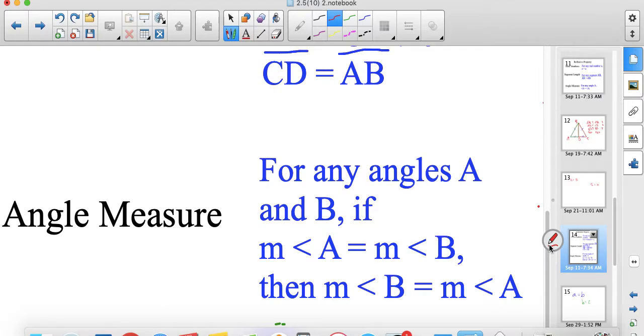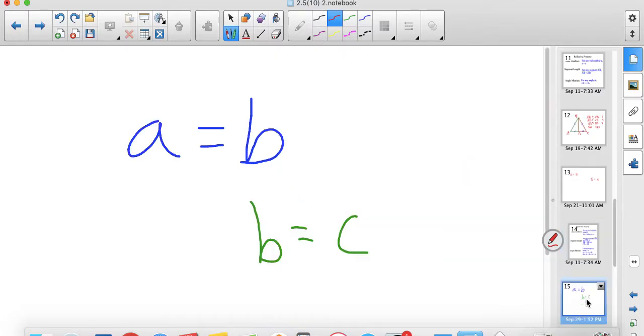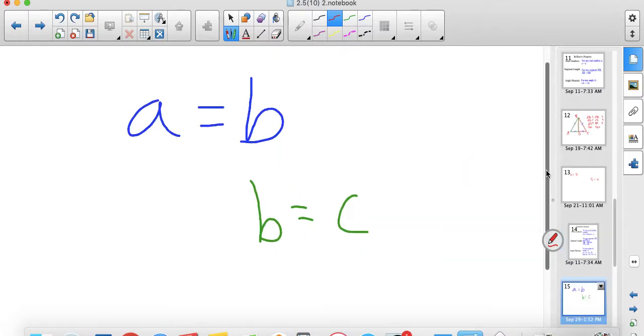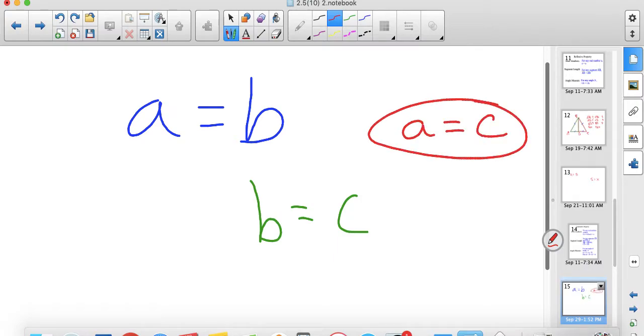And then the last one is known as your transitive property. Your transitive property is what allows you to say that if A equals B and B equals C, there is one other set of values that must be equal. If A is equal to B and B is equal to C, then A is going to have to equal C. There is our other set.